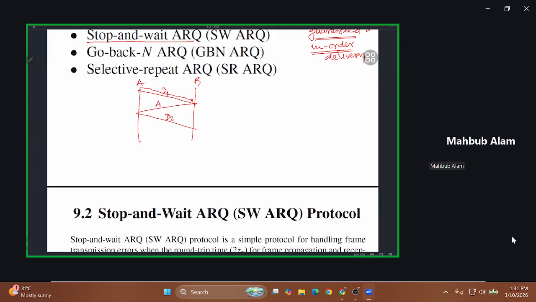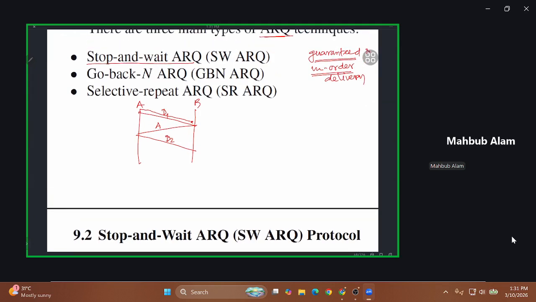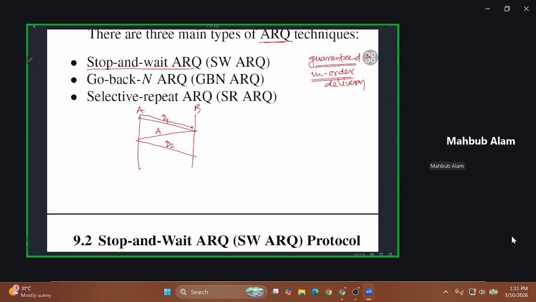So this is called stop and wait. You send a packet and stop. Then you wait till the acknowledgement of the packet is received by you. Once you receive the acknowledgement, you send the second packet and again stop after sending it and wait for the acknowledgement. If the acknowledgement is received, then you go for the next. If the acknowledgement is not received, what you do is retransmit.